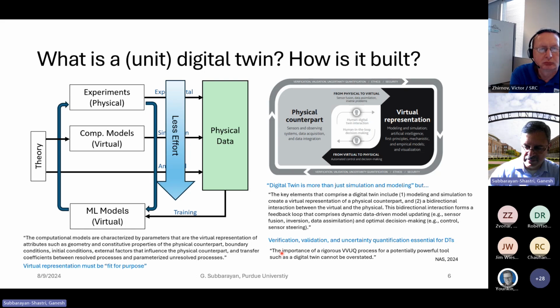And there's another statement relating to verification, validation, and uncertainty quantification. They abbreviate it with VVUQ, and they keep emphasizing this. There's a page or more on VVUQ: the importance of a rigorous VVUQ process for a potentially powerful tool such as the digital twin cannot be overstated. So these are some of the statements that I gleaned from the NAS report.